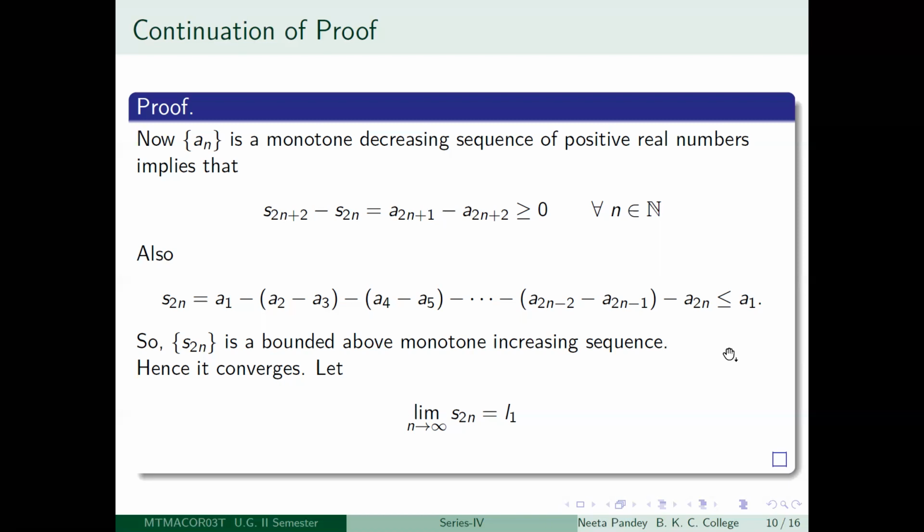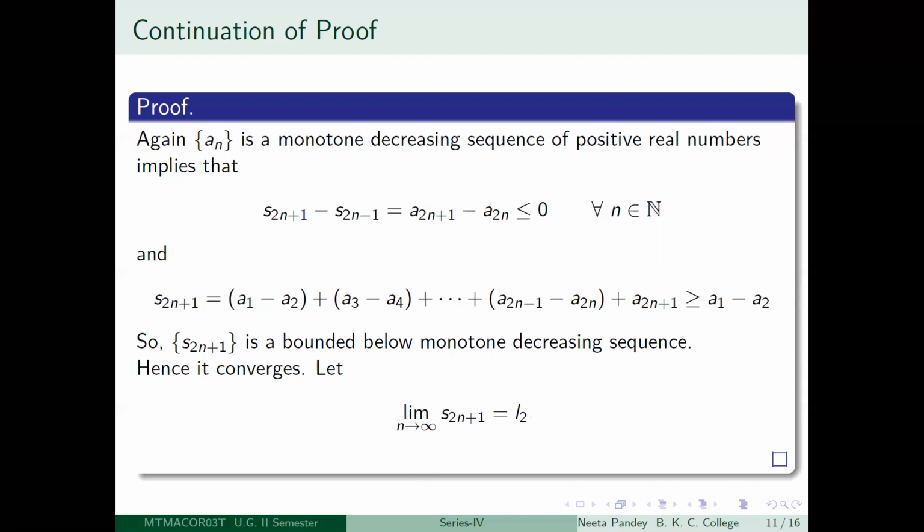So S2n, that sequence of even terms of the sequence of partial sums of the given series, is a monotone increasing sequence and it is bounded above. So what do we know? That it converges. So let us say that it converges to L1. That is, suppose limit n tending to infinity S2n is equal to L1. Very good.